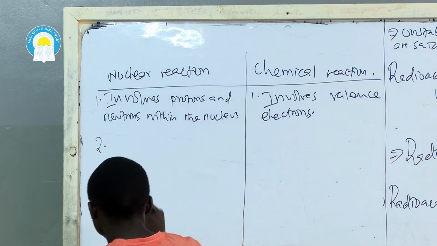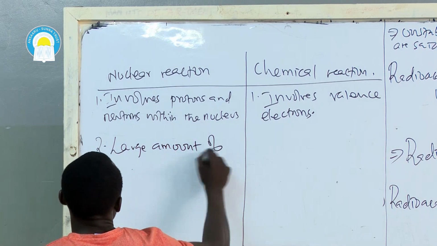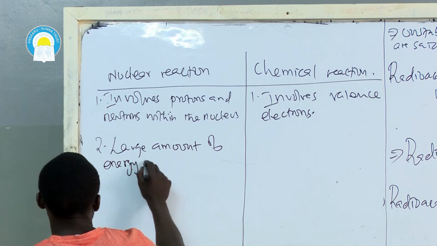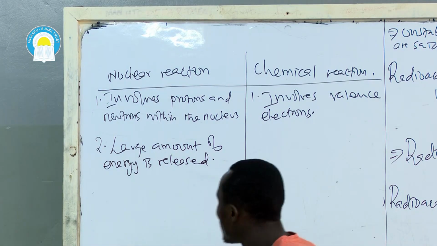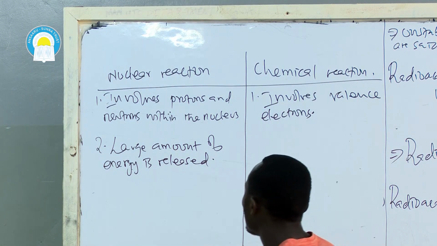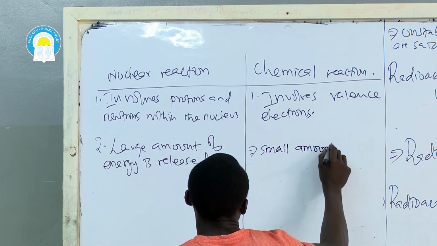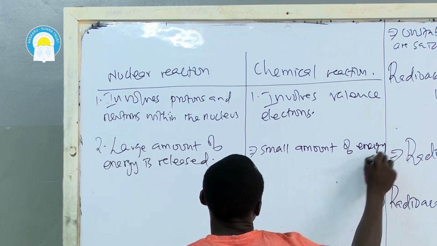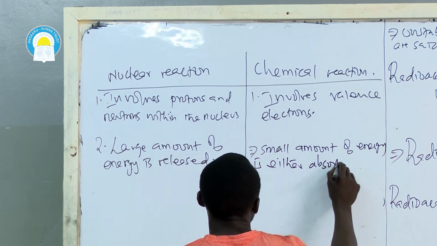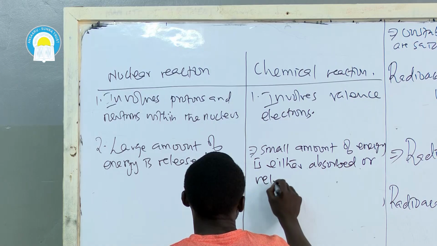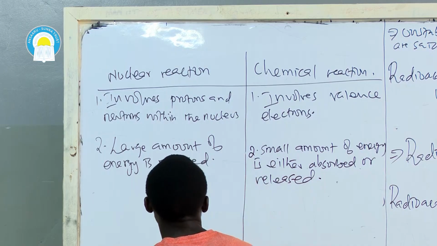So we say here, a large amount of energy is released. But when we come to a chemical reaction, a small amount of energy is either absorbed or released.